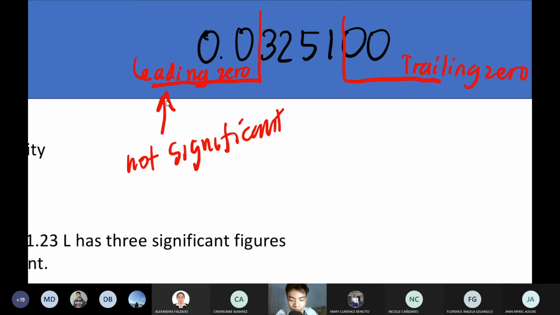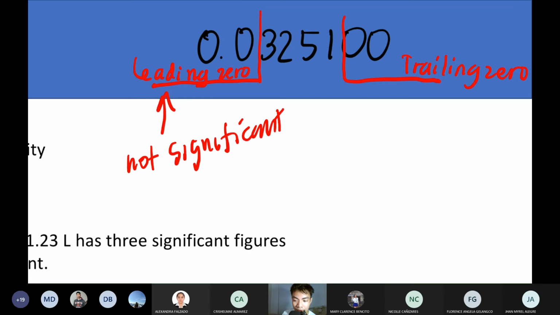Okay? So, ganun. And then, we have the trailing zeros. So, the trailing zeros, they are significant. So, significant sila by convention. No explanation needed daw, sabi nila. Provided that, ito pala yung condition. Trailing zeros are significant provided that you have a decimal point in your number. Yung decimal point, it doesn't necessarily have to be here. Pwedeng andito yung decimal point or pwedeng nandito yung decimal point. Basta may decimal point, all trailing zeros are significant.